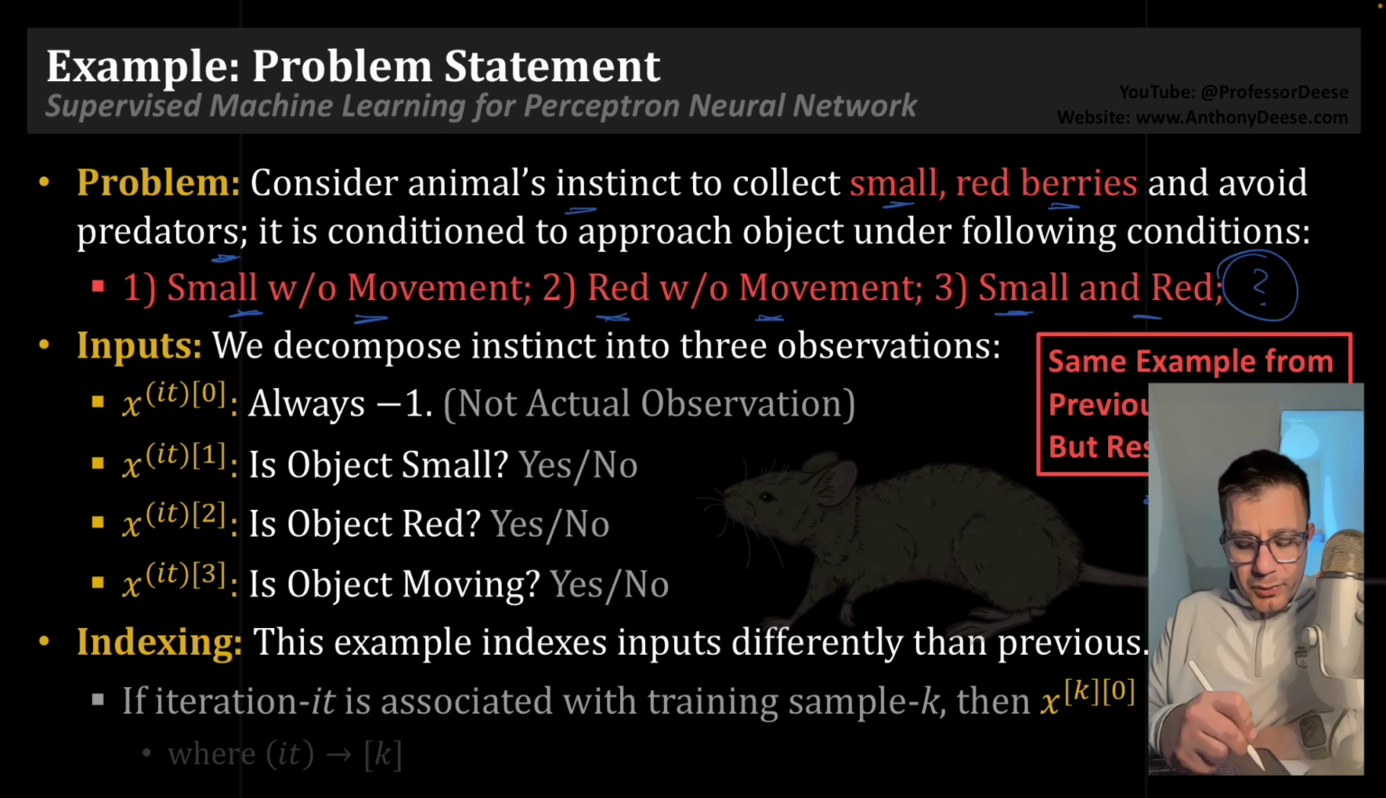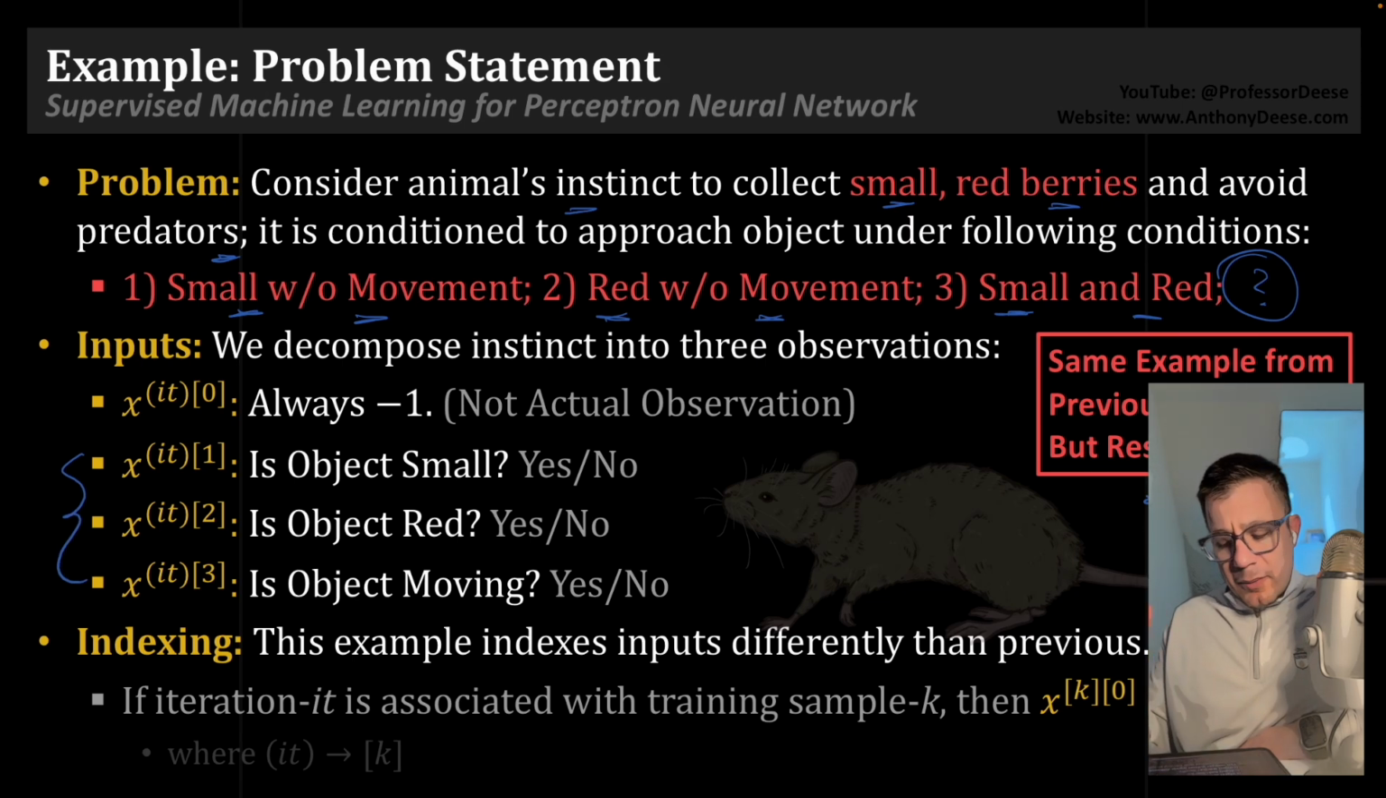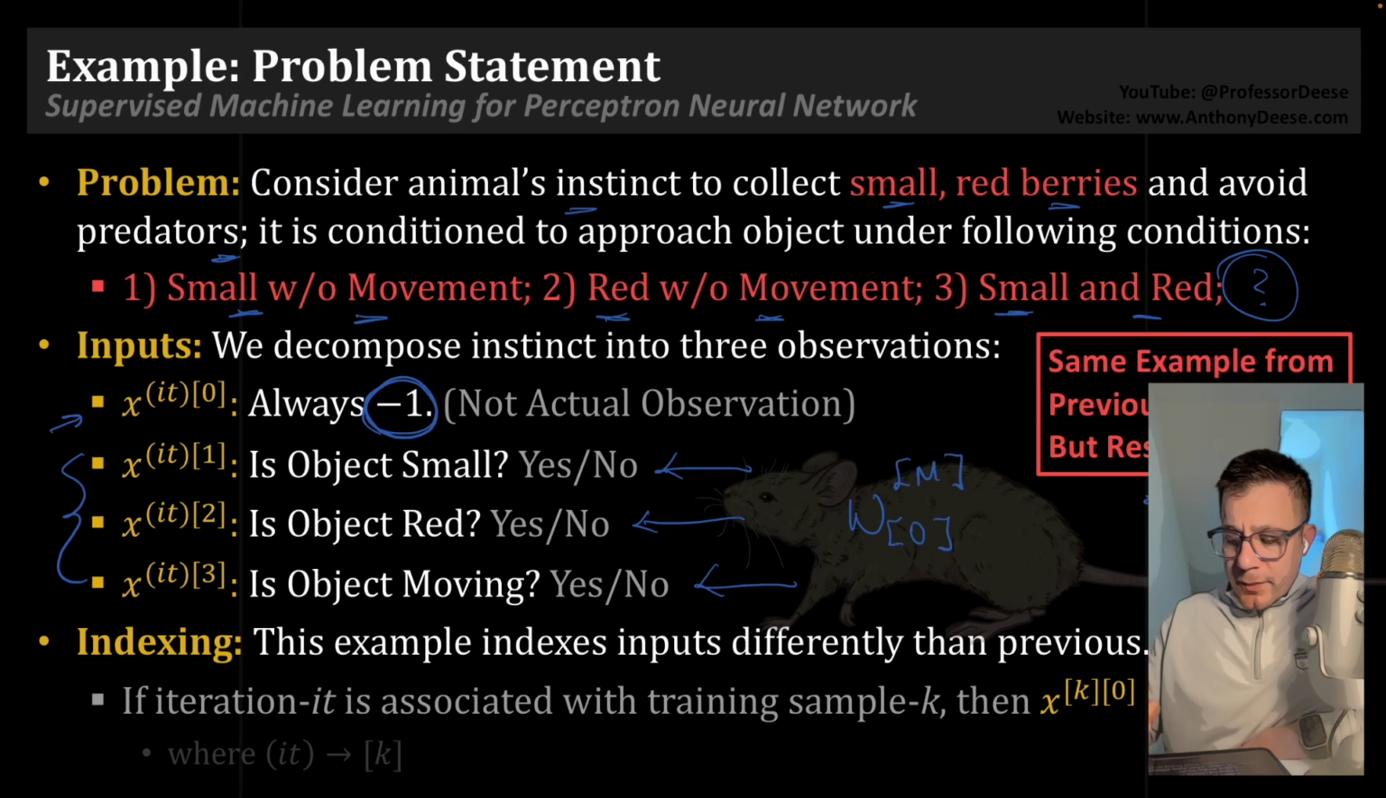Now, there's three inputs, or I should say three observations that the animal makes. Is the object small? Yes or no. Is the object red? Yes or no. Is the object moving? Yes or no. Now, there's also the fourth input, which is always a -1. Right, this is not an actual observation. It's just the coefficient of the synapse weight associated with the bias offset. So that would be multiplied by.